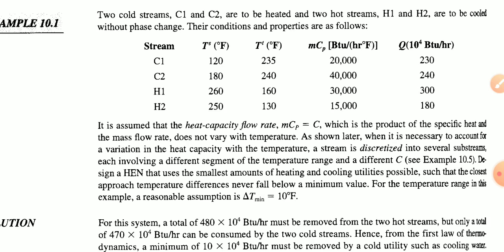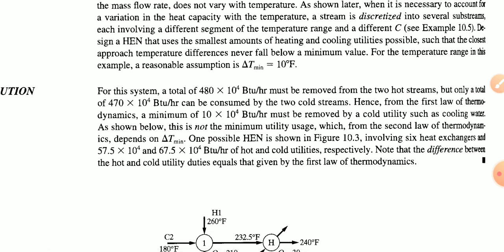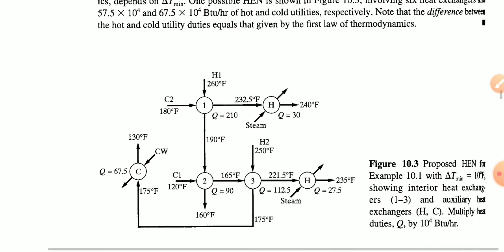Assign heat exchanger networks that use the smallest amount of heating and cooling utilities possible, such that the closest approach temperature difference never falls below a minimum value. For the temperature range in this example, a reasonable assumption is that delta T minimum is equal to 10 Fahrenheit.